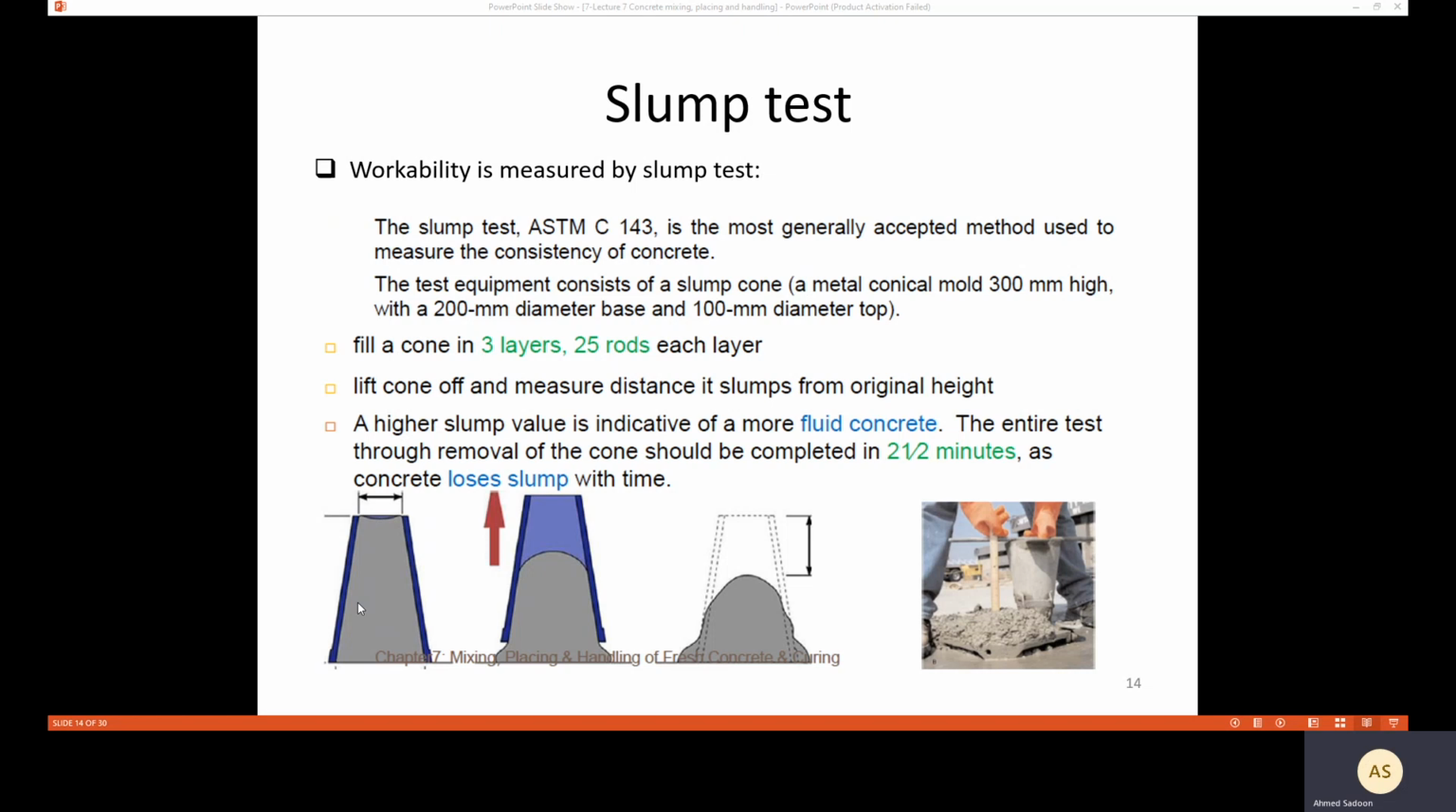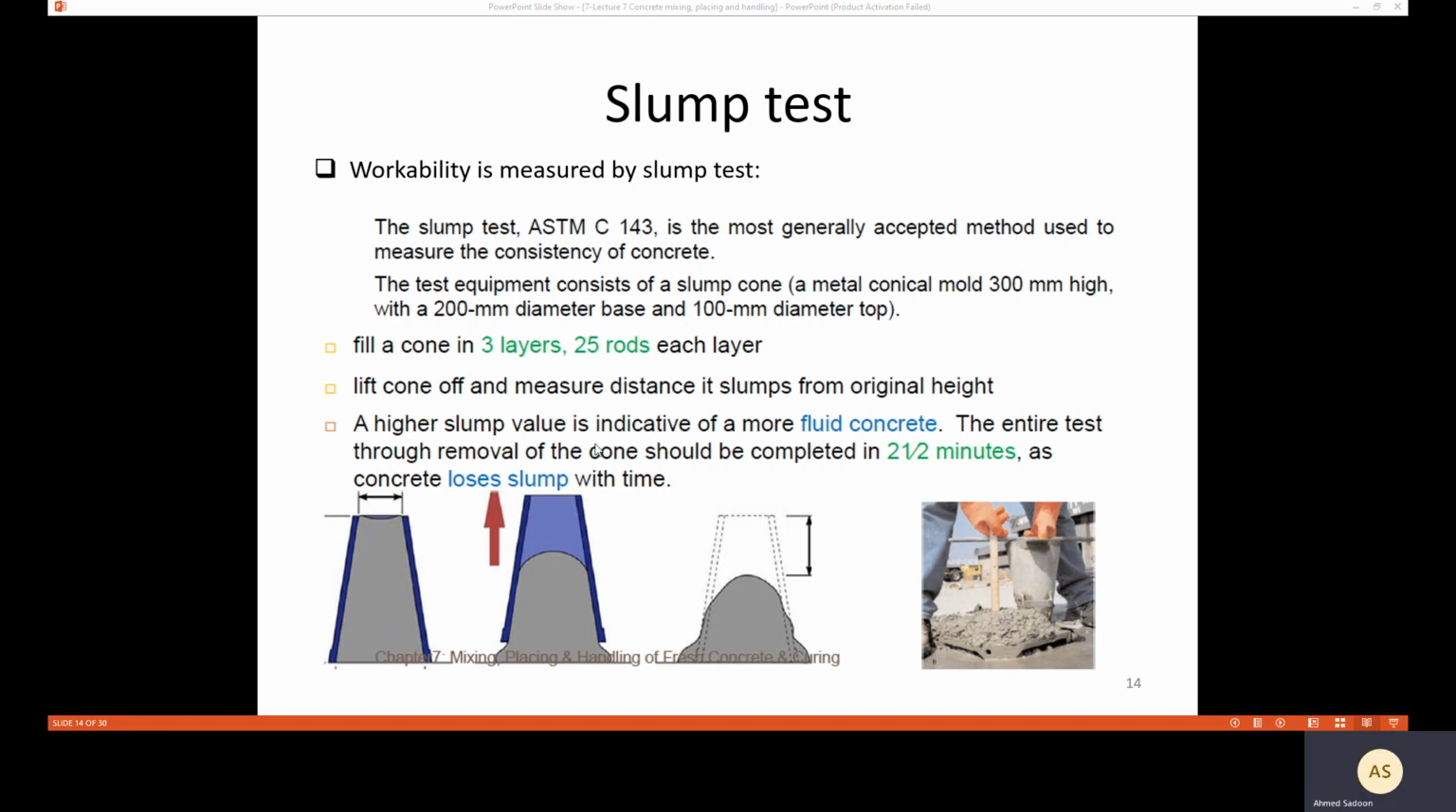Then the cone is lifted. We lift this cone, leaving the concrete like that. Then we need to measure the distance from here to here. This distance represents the slump. Like you can see here, the cone has been filled with concrete in 3 layers with 25 blows. Then we measure the difference between the initial height of the cone and the final height of the concrete. We call this the slump.